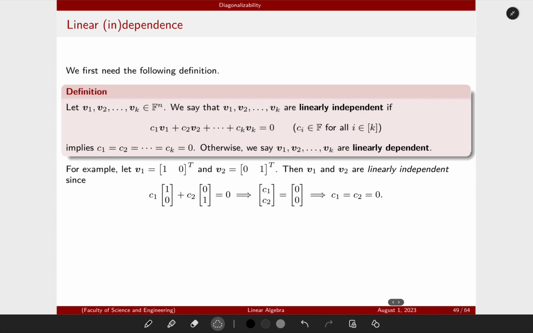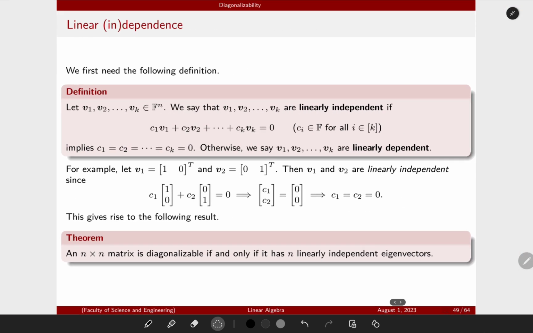As an example, we have this vector and this vector, the transposes of these two, and they are linearly independent because if we do c1 times this plus c2 times this, we get (c1, c2) equal to (0, 0). This implies that c1 is 0 and c2 is 0. So if we look at our definition, these are linearly independent if this is 0 implies this is 0, which is exactly what we find. And yeah, so we then have this result.